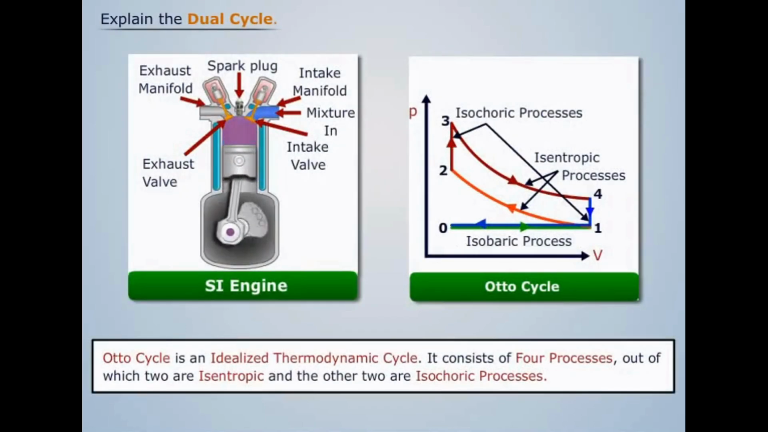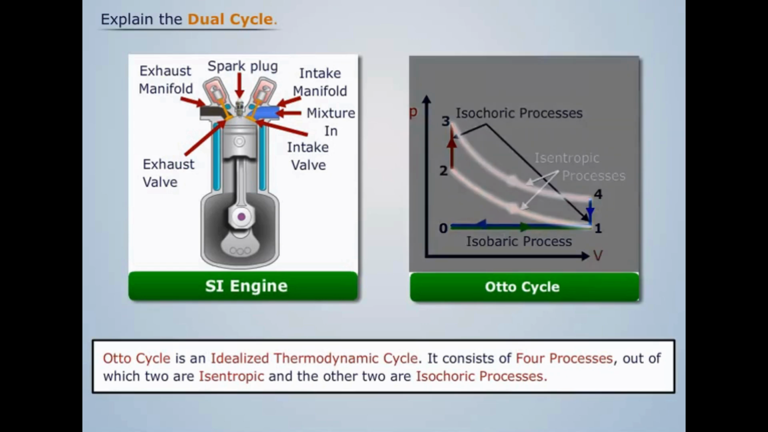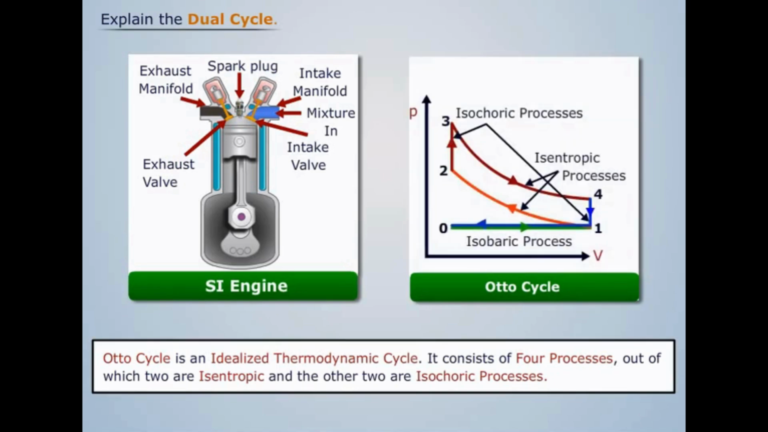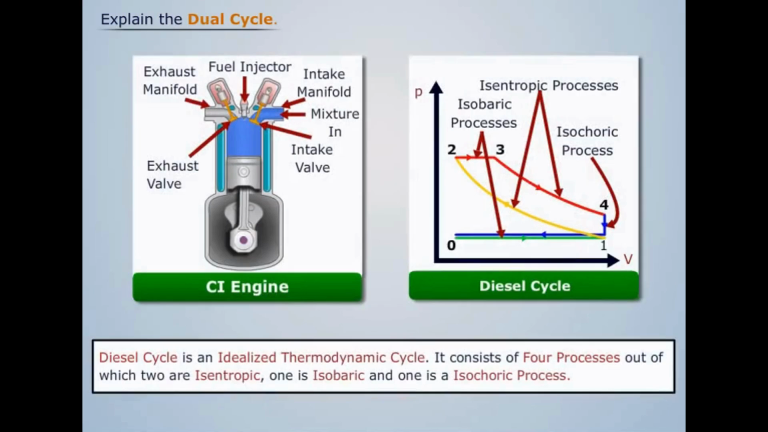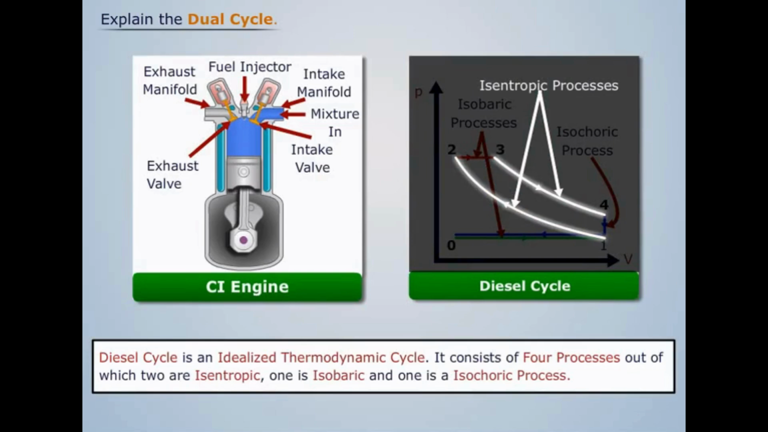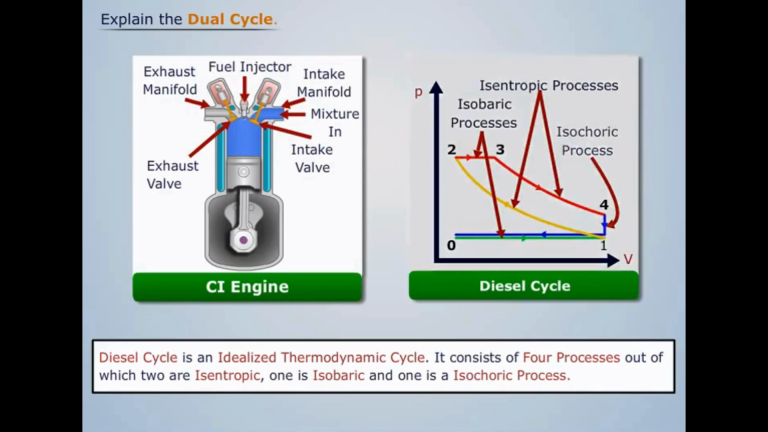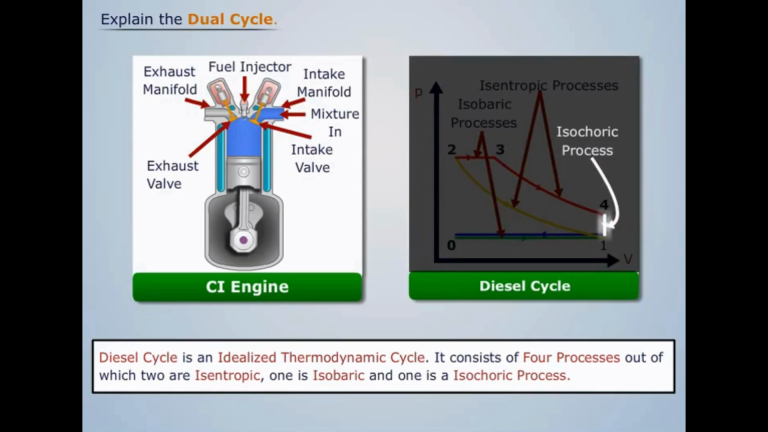We know that the Otto cycle is an idealized thermodynamic cycle, which consists of 4 processes, out of which 2 are isentropic and the other 2 are isochoric processes. Also, we know that the diesel cycle is an idealized thermodynamic cycle, which consists of 4 processes, out of which 2 are isentropic, 1 is isobaric, and 1 is an isochoric process.